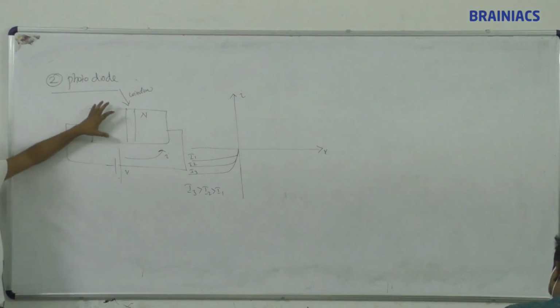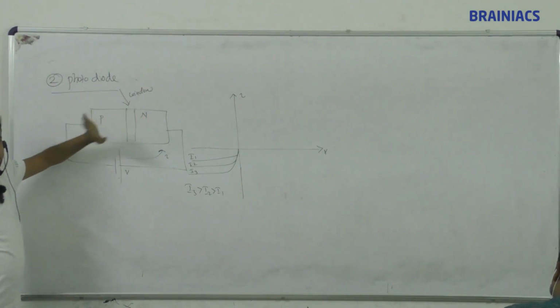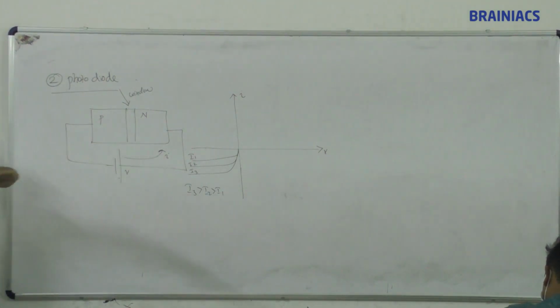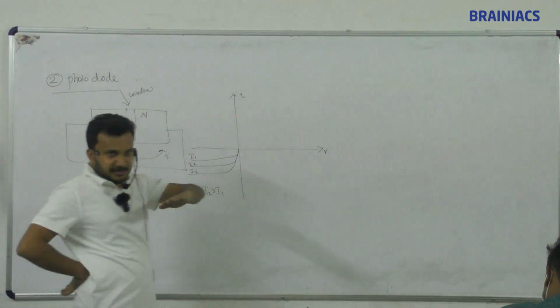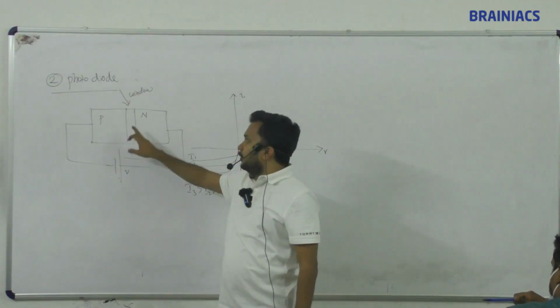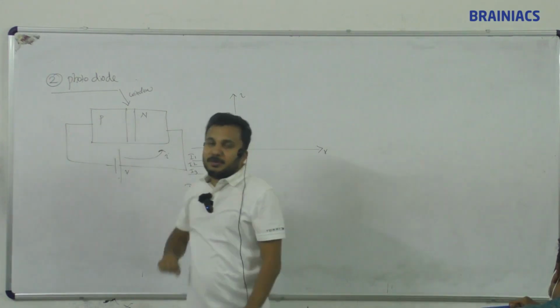Photodiode. There is a window. Outside there is a glass material that can accept the light energy. Once the light energy is accepted, what will happen?